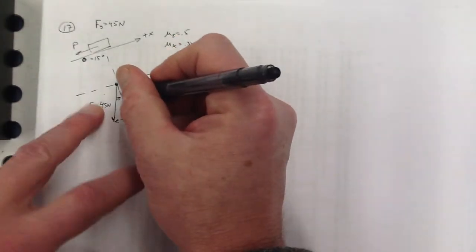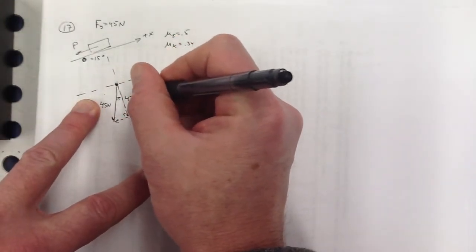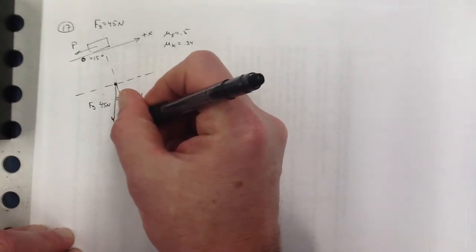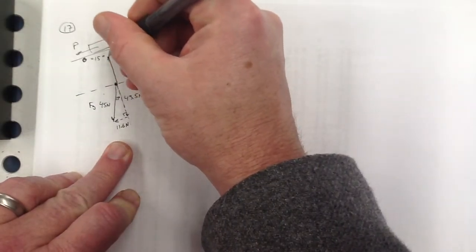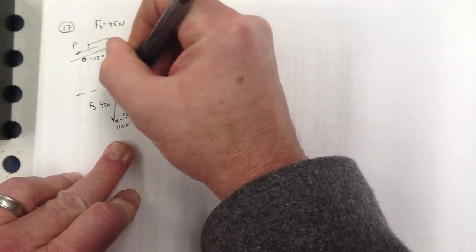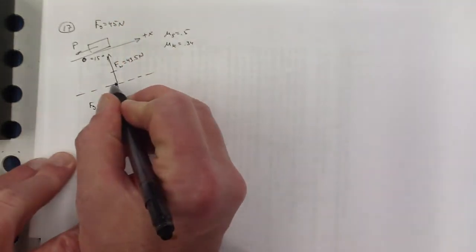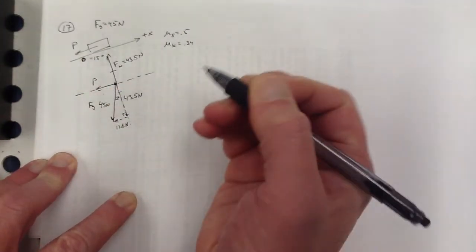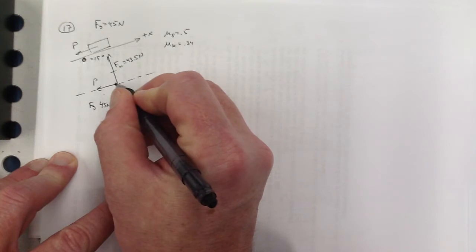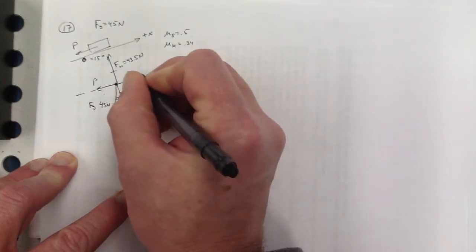45 cosine 15 is 43.5. And 45 sine 15 is 11.6. Right? Normal force is going to match that. And then I've got this pulling force, which has different magnitudes in the different parts, and then I have a friction force, which will have different magnitudes in the different parts.